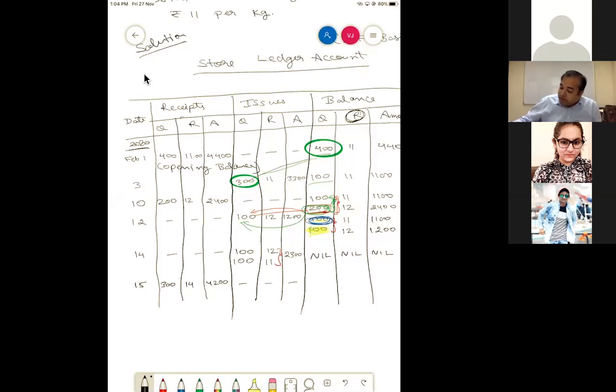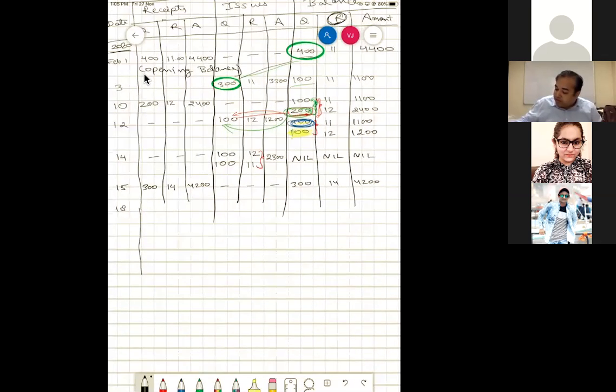Very good. On 15 February, first we are making a receipt of 300 quantity. Rate is given, that is 14. So you calculate, 14 threes are 42, 4200. So it comes to 4200. Now we write in balance. What would we be writing in balance? The same thing, 300 at the rate of 14, and amount is 4200. Now next date is 18 February.